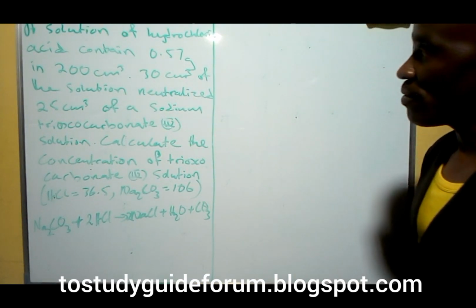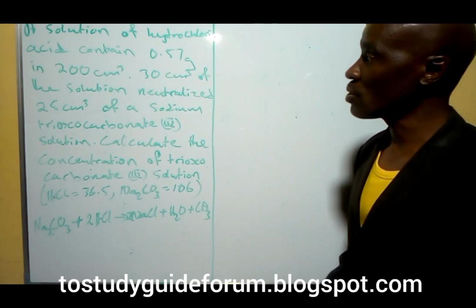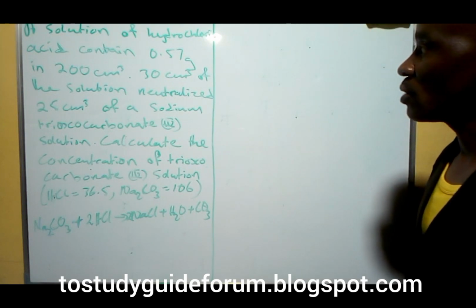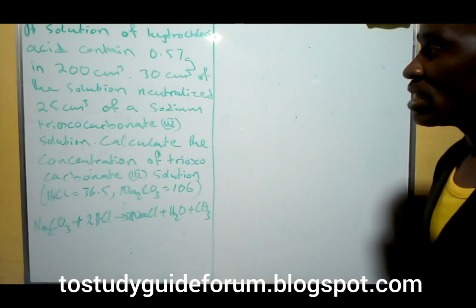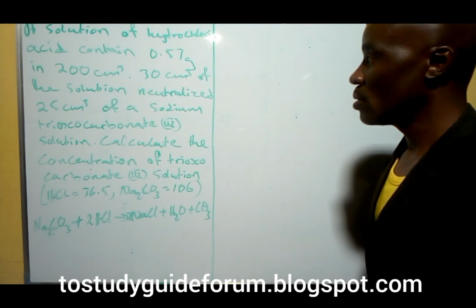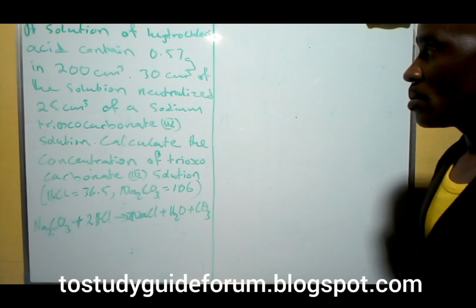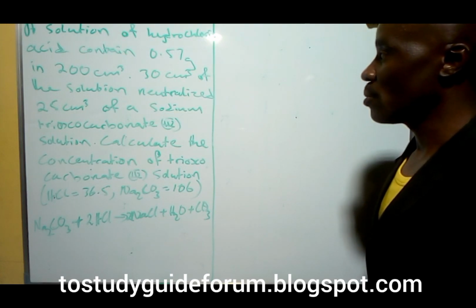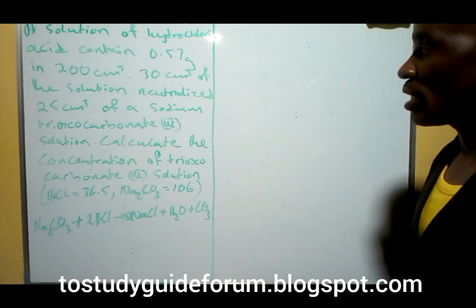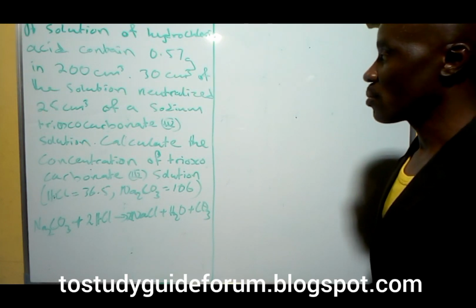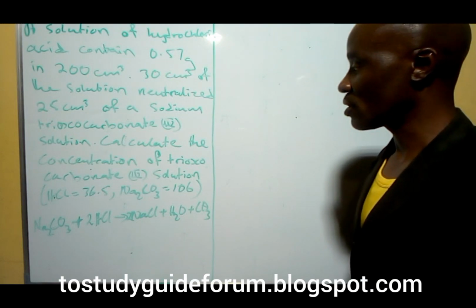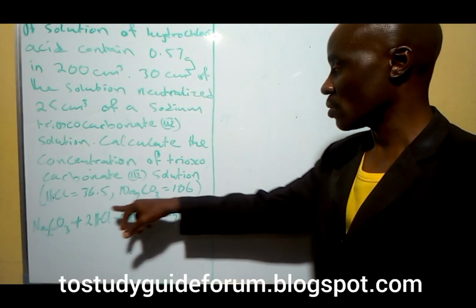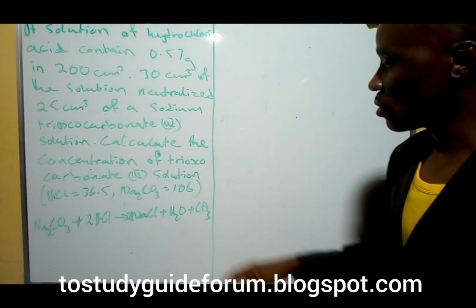So in this case, we have a question here. It says a solution of hydrochloric acid contains 0.57 gram in 200 cm cube. 30 cm cube of the solution neutralizes 25 cm cube of sodium trioxocarbonate 4 solution. Calculate the concentration of the trioxocarbonate 4 solution. Now in this case, you are calculating the concentration.